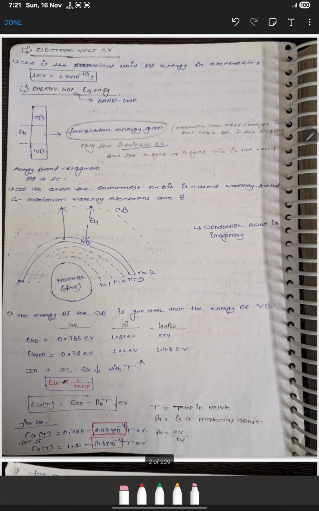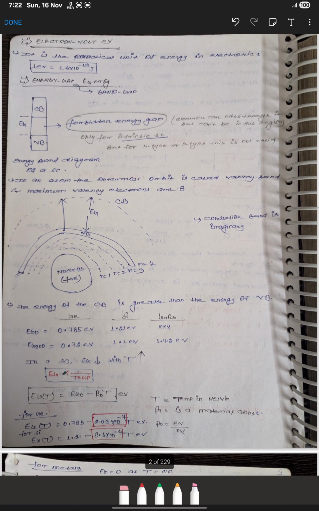So now we will see electron volt, eV. It is the practical unit of energy in electronics. 1 electron volt is equal to 1.6 into 10 to the power minus 19 joule.